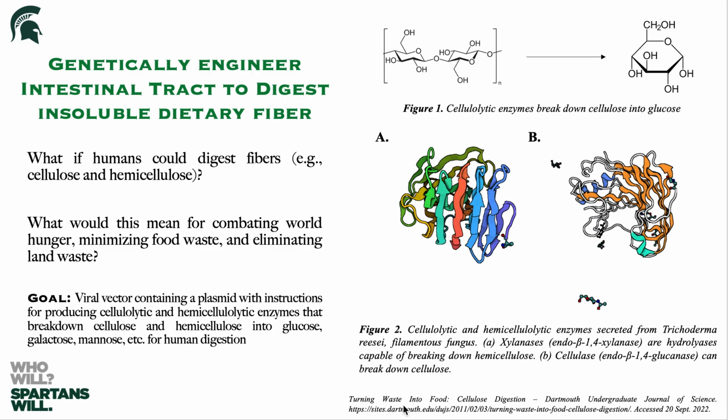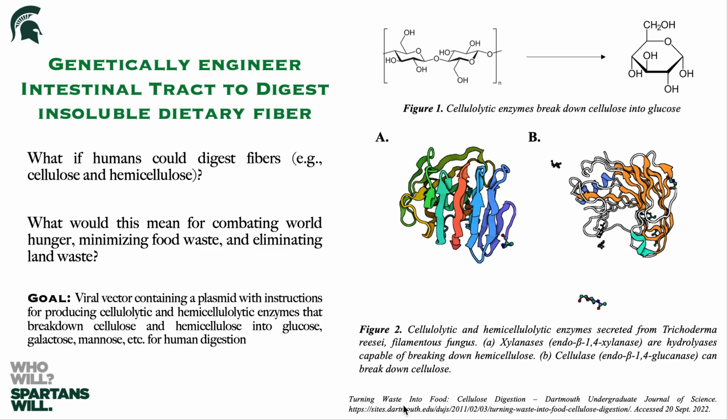So the overall idea here is to utilize a viral vector containing a plasmid with instructions for producing cellulolytic and hemicellulolytic enzymes. The viral vector is ingested and infects the intestinal lining so that the intestinal lining is genetically engineered to produce the enzymes that break down cellulose and hemicellulose into glucose, galactose, mannose, and other sugars for human digestion.